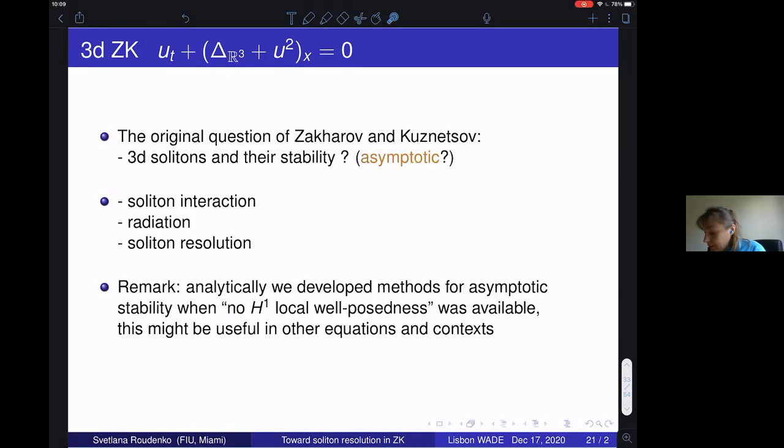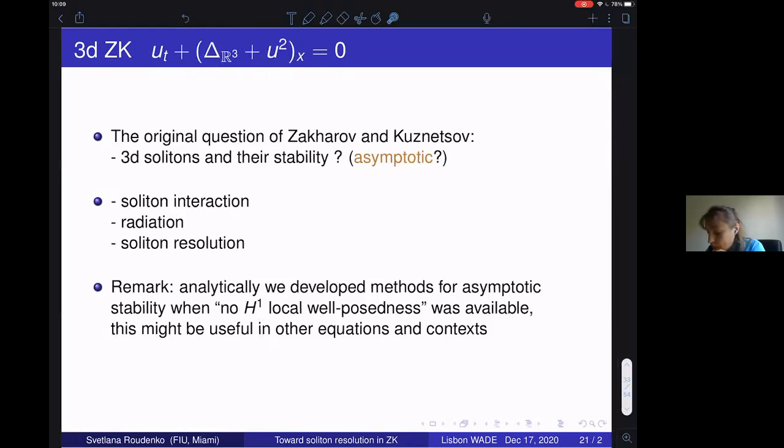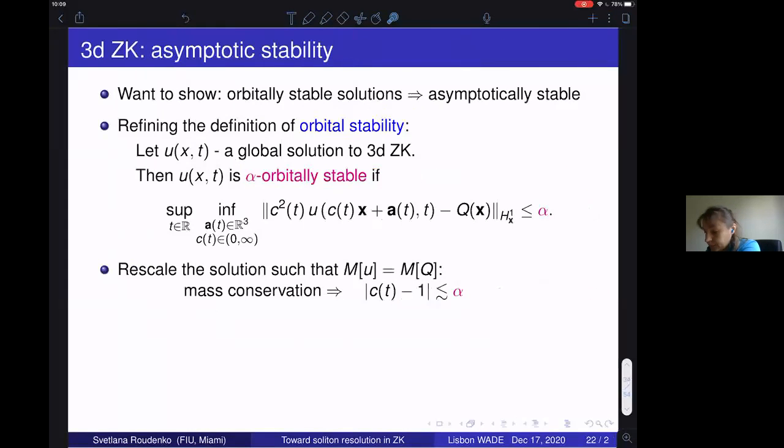So at the time when we were looking at this problem, we had no H1 local well-posedness. So we developed methods which can be used where you don't have enough well-posedness, and you can boost the regularity as needed. What we wanted to show is, Andy showed the orbital stability of the solitons. So we wanted to take this orbital stability and show that the solitons are asymptotically stable.